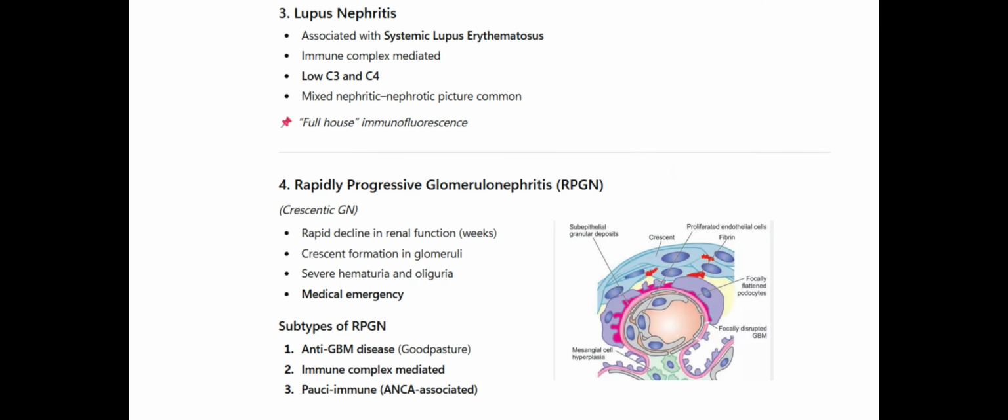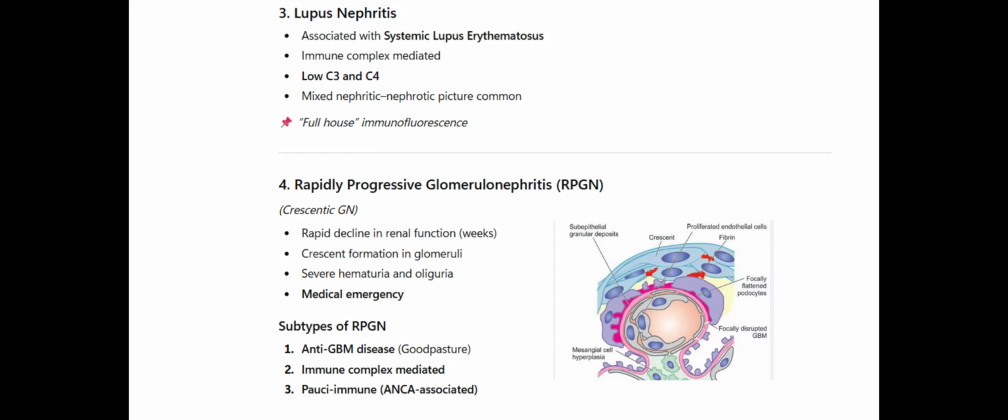Lupus nephritis is a major renal complication of systemic lupus erythematosus and represents an important secondary cause of nephritic syndrome. It results from deposition of immune complexes containing anti-double-stranded DNA antibodies within the glomeruli. This immune-mediated injury leads to inflammation, complement activation, and reduced C3 and C4 levels. Lupus nephritis can present in various forms, ranging from mild hematuria to severe nephritic or nephrotic syndrome. Renal biopsy is essential for classification and guides treatment and prognosis.